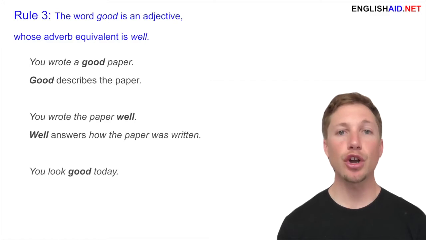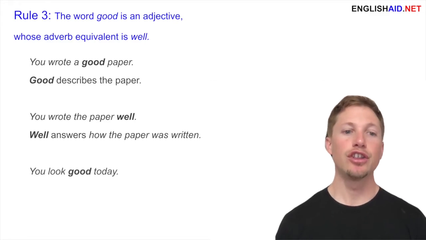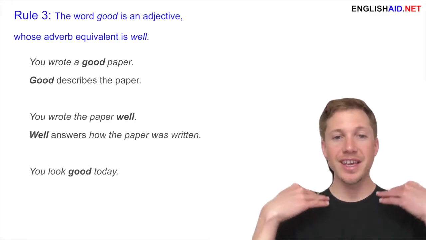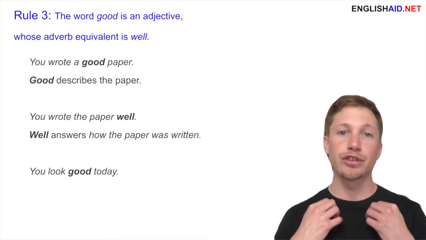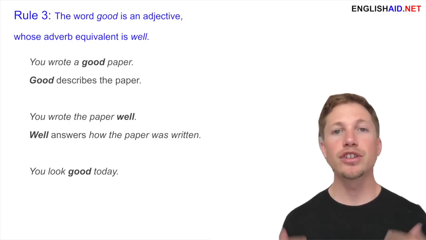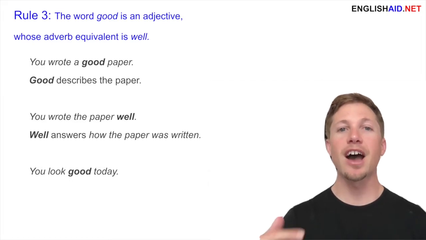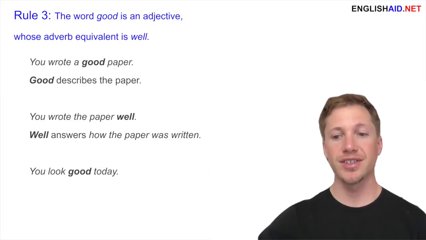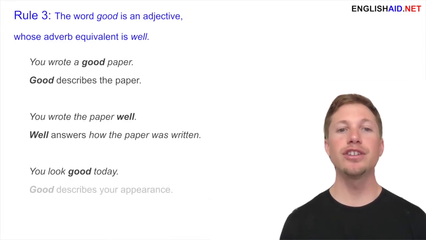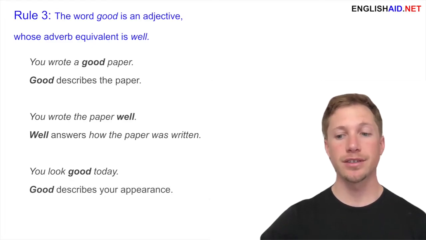Here, you look good today. Now, you look good today, we're talking about on the exterior. So maybe you like the person's shirt or their hat or something that you can see and oftentimes touch, okay? On the exterior, they look good today. Now, good describes the person's appearance.